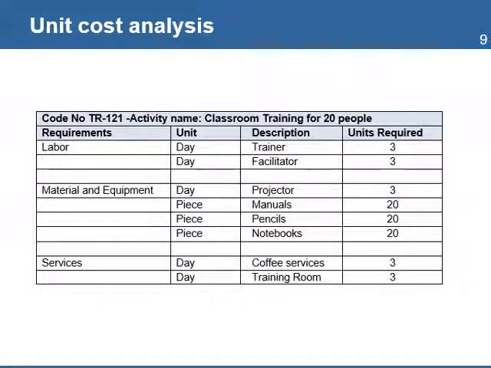A popular format used to capture and facilitate the identification of requirements and estimate the project budget is the unit cost analysis, which is essentially a worksheet for each activity on the WBS that lists the labor, equipment, materials, and service needed. The example shows the requirements for a training activity. A benefit of using this format is that you can track the expenses by activity and can develop a good estimate of the project cost for each objective.